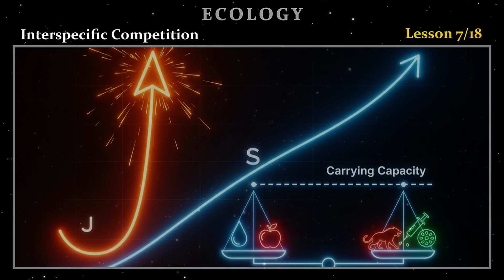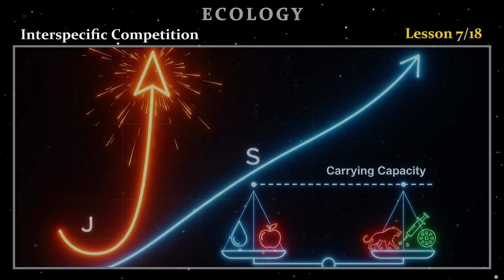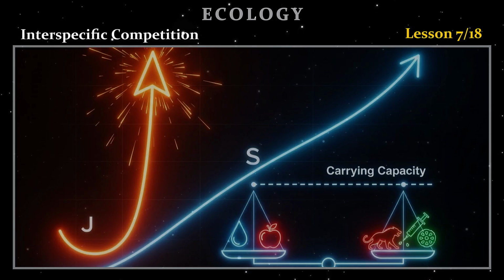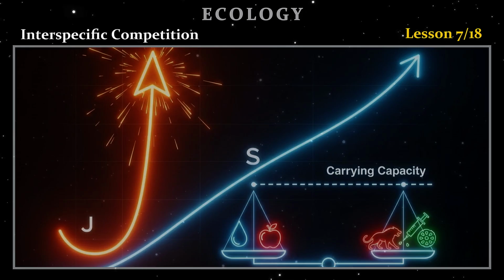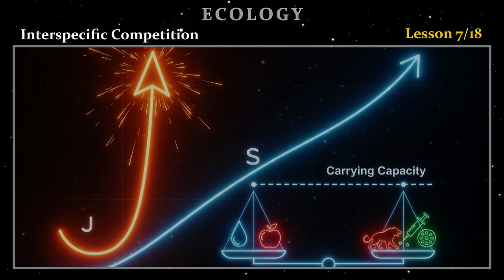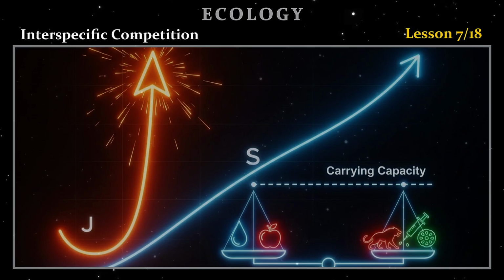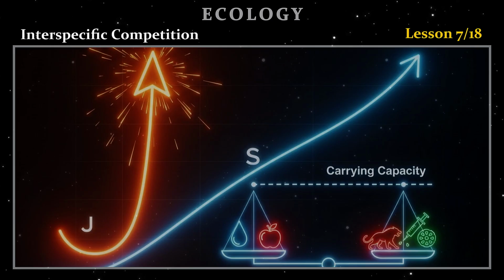In the logistic model, the population starts by growing exponentially. The line shoots up, but as the numbers rise, resources become scarce. Competition begins. The growth rate slows down. The line starts to flatten. Eventually, the population size stabilizes at a specific number. This ceiling is called the carrying capacity, denoted by the letter K. The carrying capacity is the maximum number of individuals that the environment can support indefinitely. It is the limit of the land.